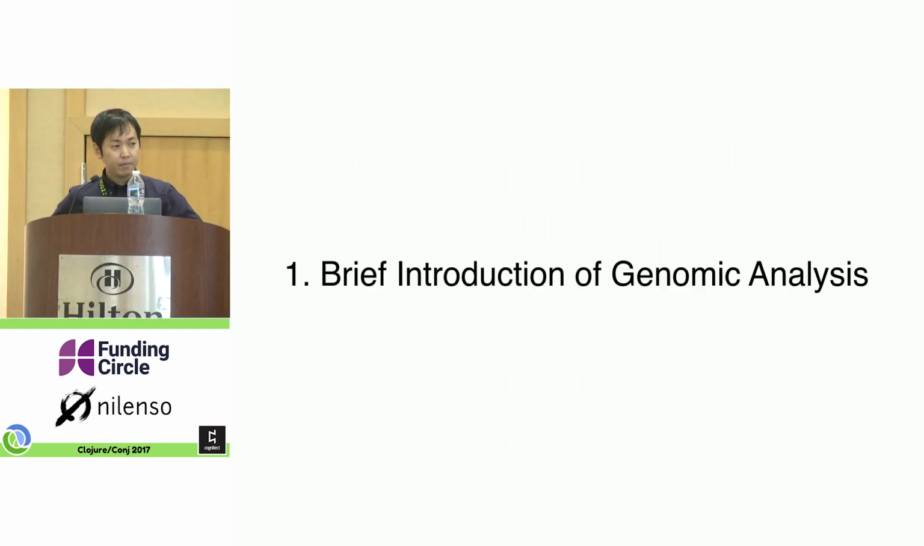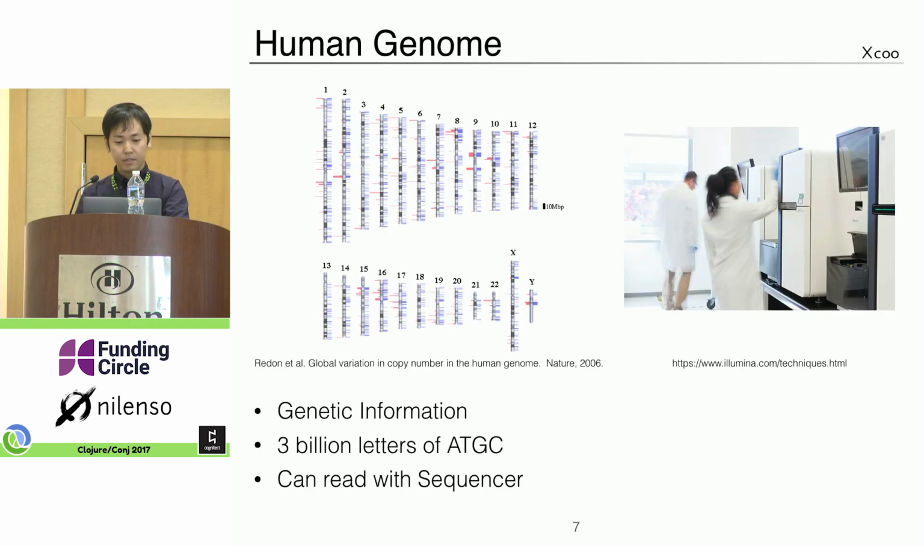I start my talk with a brief introduction of genomic analysis. Genome is the genetic material of an organism, like DNA or RNA. The human genome includes 3 billion letters of ATGC. So genome information is very useful for understanding organisms, researching genetic disorders, and for medical treatment. Recently, the genome can be read easily and quickly by a machine called a sequencer. So many research institutions in the world conduct genome analysis.